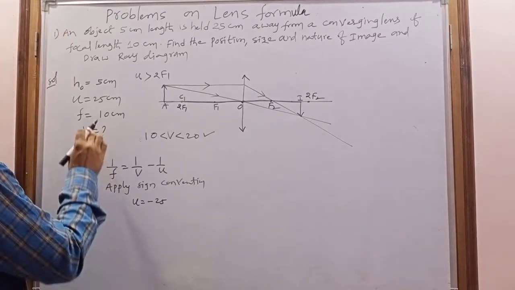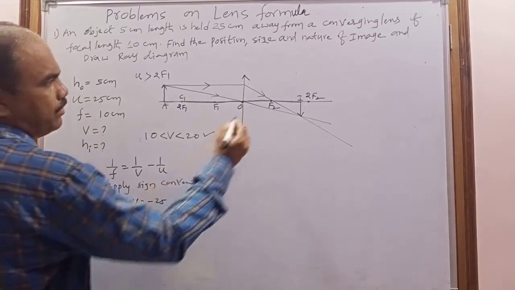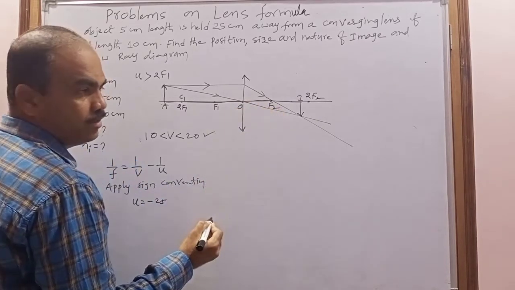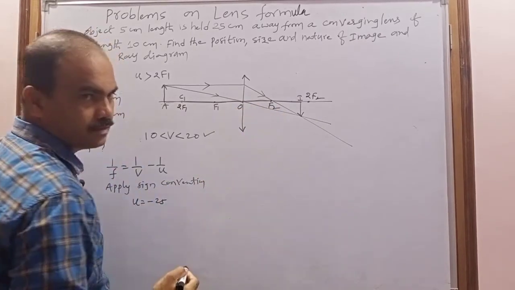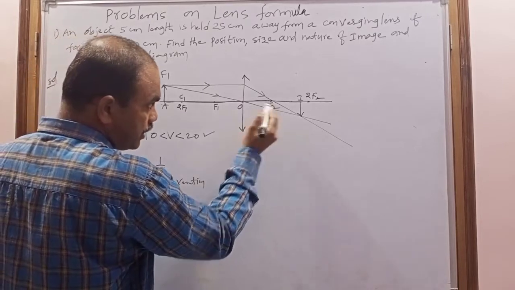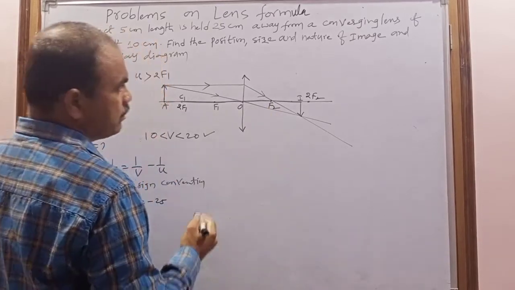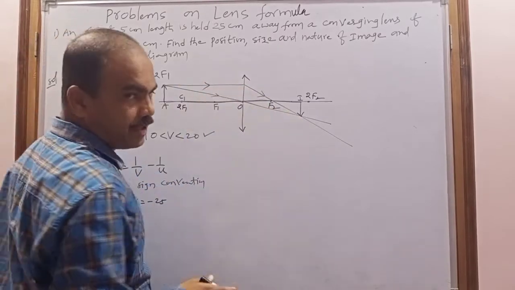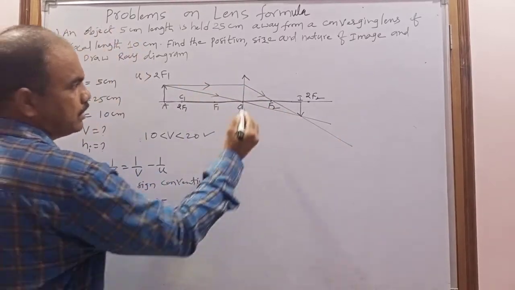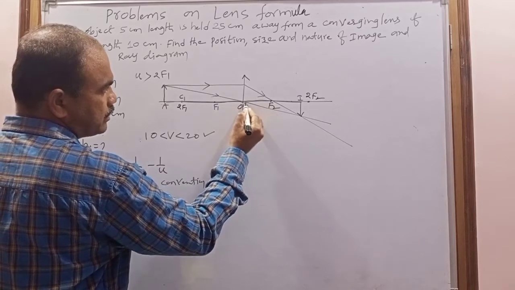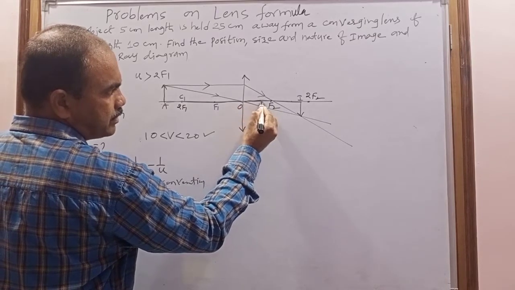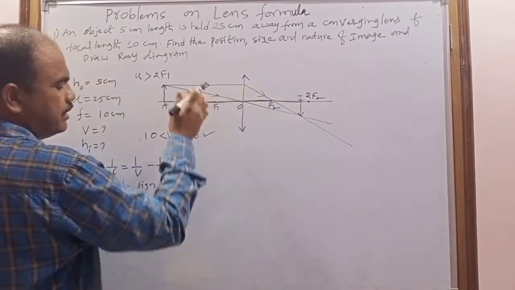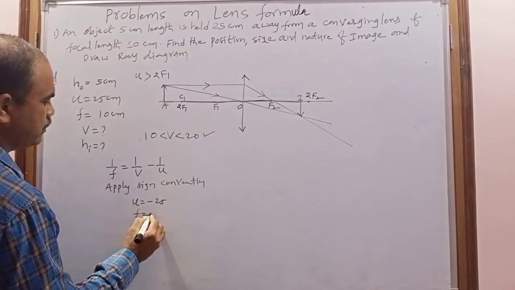Next, what is the sign convention of focal length? The focal length is the distance between the optic center and the focus. This is the real focus, and we take the focus in the direction in which the refracted light rays refract. To measure the distance from the optic center to the focus, you move in the direction of incident light. That way f is positive, that is 10.